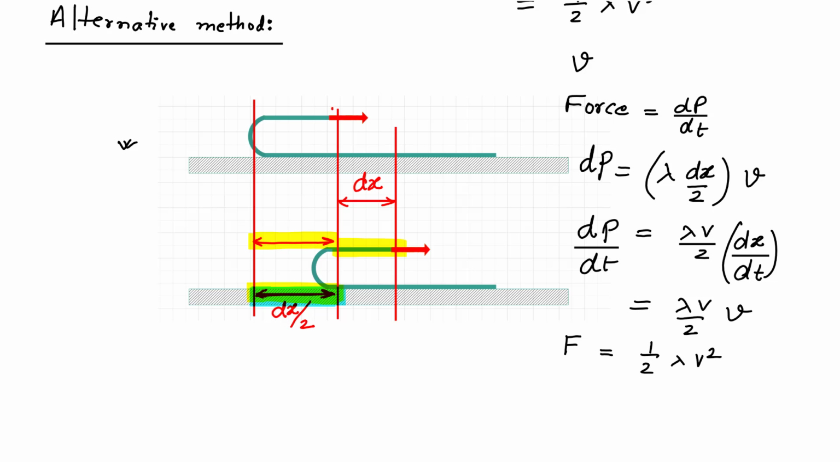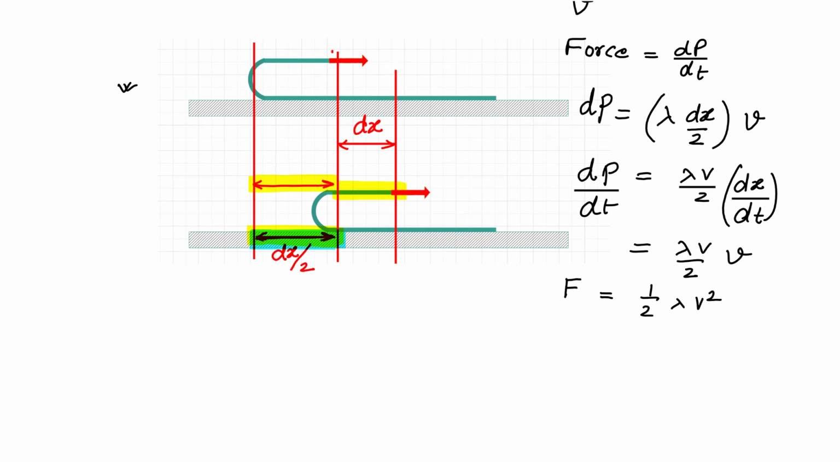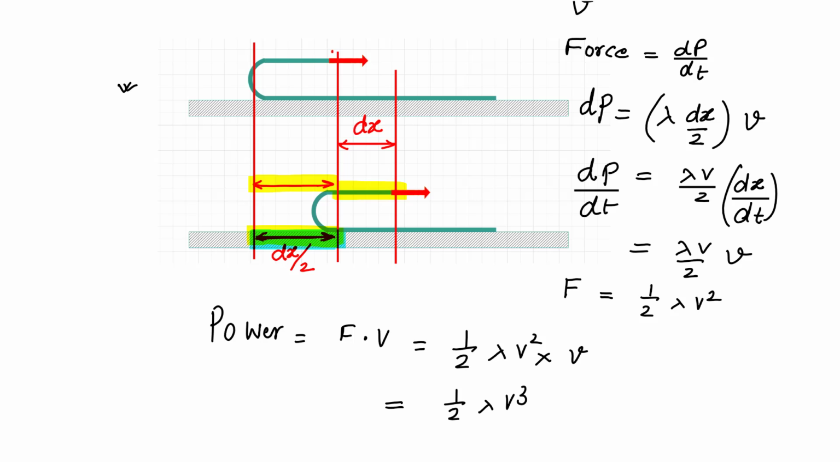But what we have to find? We have to find power. So how much power is given? Power is nothing but force times velocity, and force is half lambda v square, times velocity. So this will be half lambda v cube. This is the power given to this rope so that this rope will move with a constant velocity v.